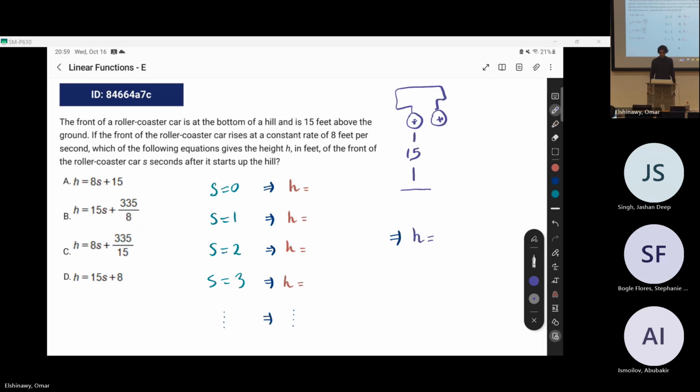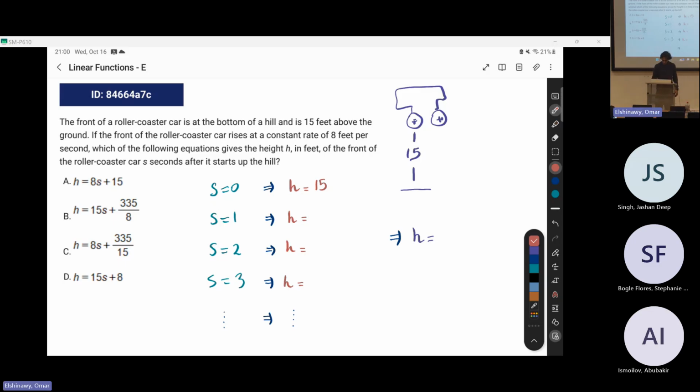So at the 0th second, its height is 15. That's obvious. That's what the drawing tells us. Very accurate drawing. And then after 1 second, it rises by 8 feet. So what should be its new height? That's a question for you.